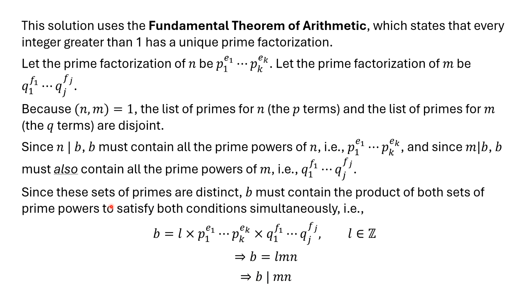Okay, so that was the proof, and again, it all depended on the two numbers being relatively prime, as well as this fundamental theorem of arithmetic.